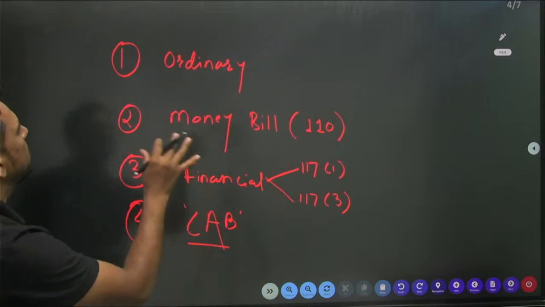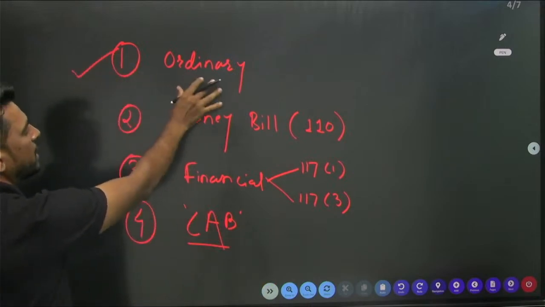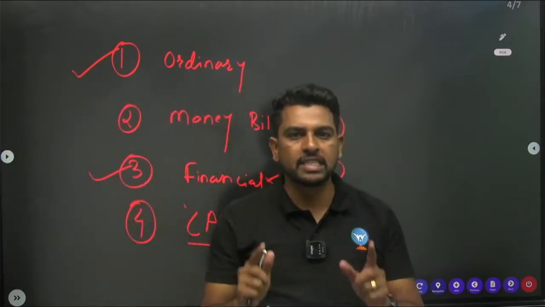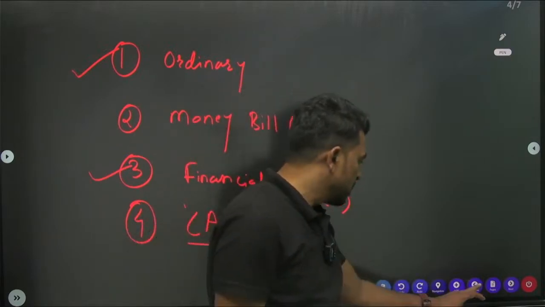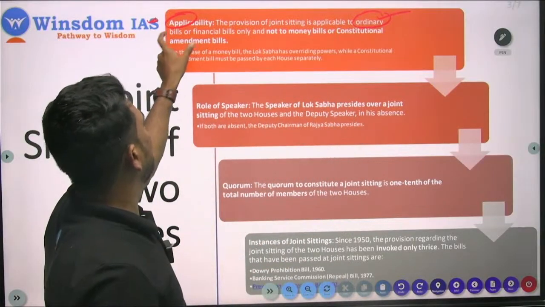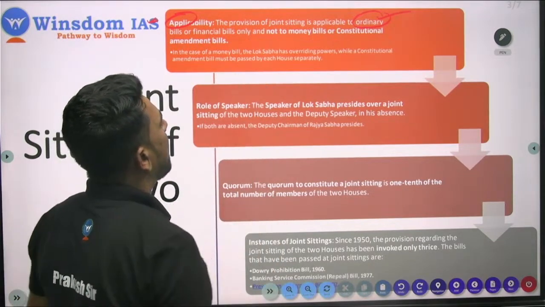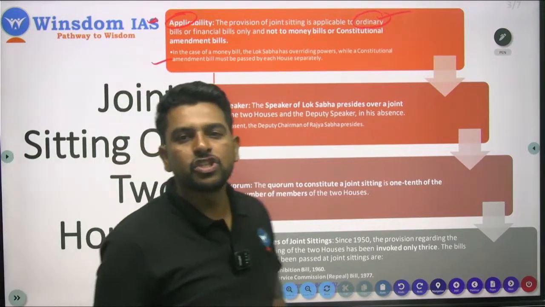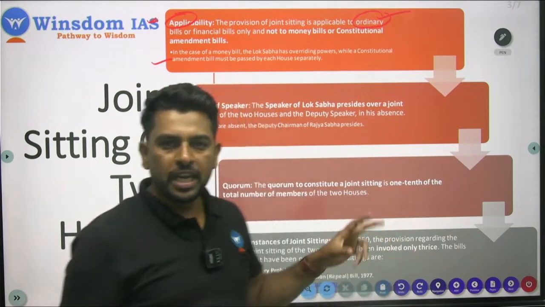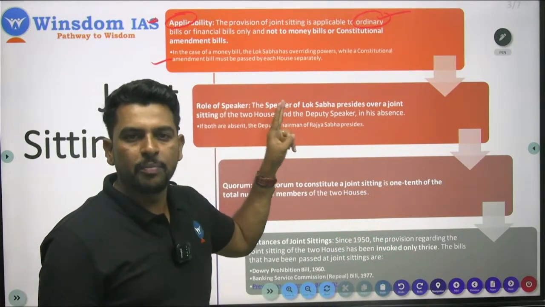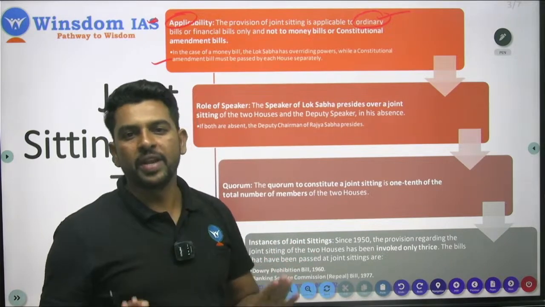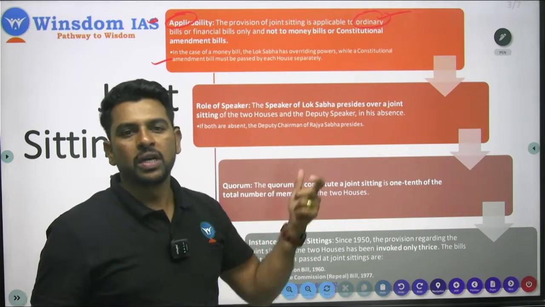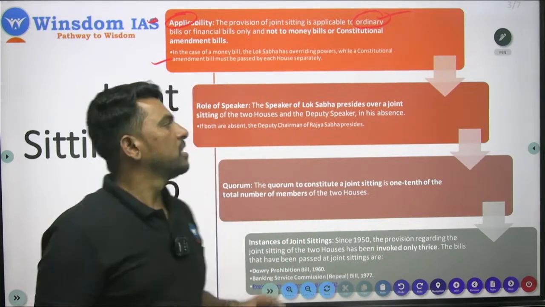But here the joint sitting is applicable only in the case of the ordinary bill and the financial bill. This is the most important point as far as our examination is concerned, so remember this. That point was the applicability. In the case of the money bill, the Lok Sabha has overriding power, while the constitutional amendment bill must be passed by each house respectively. So in the case of the money bill and the constitutional amendment bill, the joint sitting is not applicable. And in the case of the ordinary bill and financial bill category 1 and category 2, the joint sitting is applicable. This is the most important point.